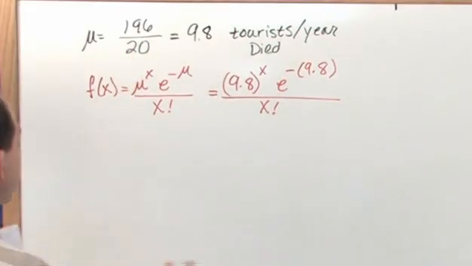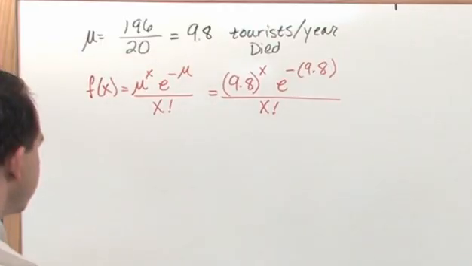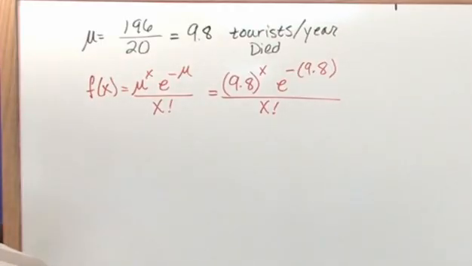And notice it looks nothing like a binomial problem. It doesn't have a number of trials. It doesn't have a probability of success or failure. This is a completely different mold of problem, and that's why it's a completely different probability distribution function, okay?